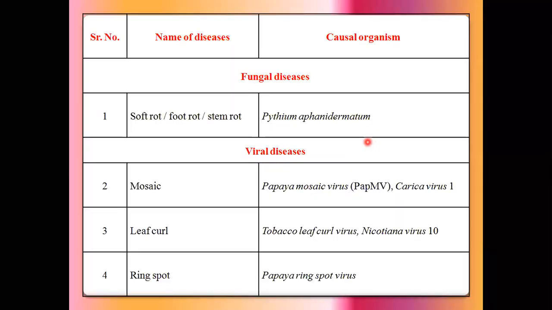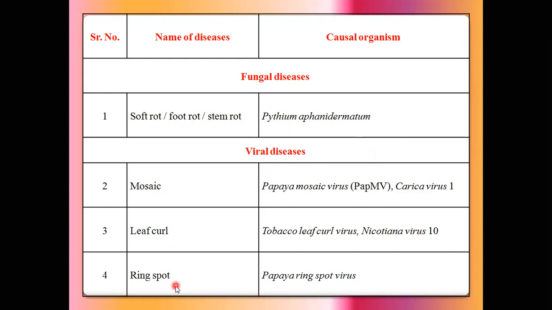Papaya is an evergreen plant, so many fungal, bacterial and some viral pathogens attack it and produce different diseases, especially soft rot, foot rot or stem rot caused by Pythium aphanidermatum. Viral pathogens infect papaya mostly because it is evergreen, so many insects prefer these plants for feeding. That is why viral problems are generally seen in papaya more than bacterial and fungal infections.